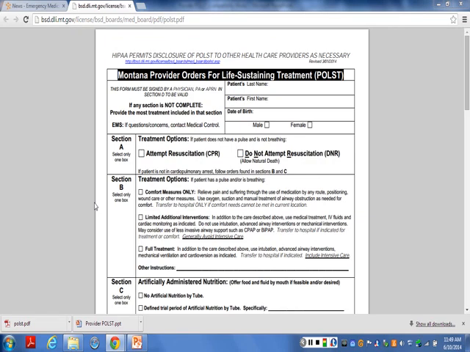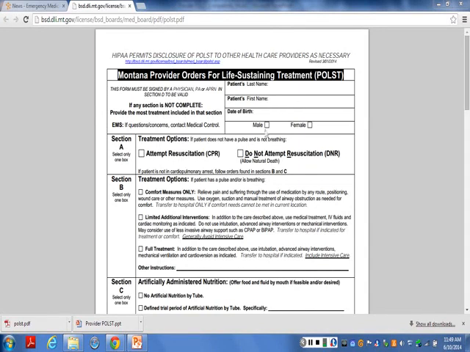Okay, so this is the actual PDF file of the form. As you can see here, it says HIPAA permits disclosure of POLST to other healthcare providers as necessary. This form must be signed by a physician, physician assistant, or advanced practice registered nurse in Section D for it to be valid. If any section is not complete, provide the most treatment included in that section. EMS, if questions or concerns, contact your medical control physician.